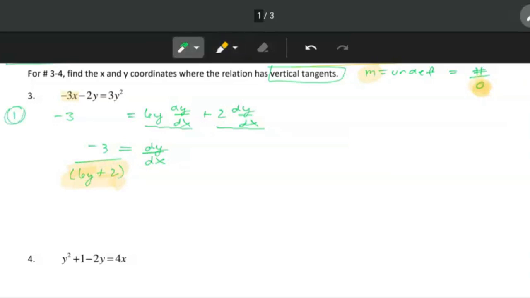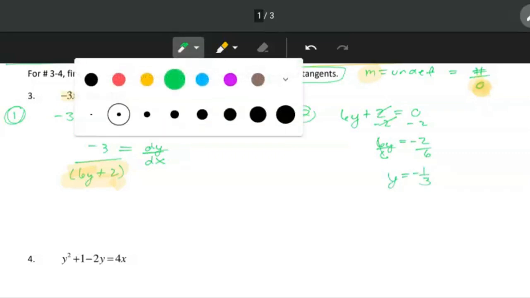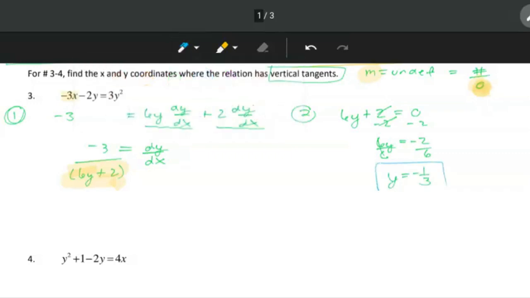So this was basically step 1, finding the derivative. Step 2 is to take our denominator, 6y plus 2, and set it equal to 0. If the denominator equals 0, then the derivative or the slope will be undefined and we'll have a vertical tangent. So if we subtract 2 from both sides, we'd get 6y equals -2. Divide both sides by 6, we'd get y equals -1/3. All right, that's your y coordinate. We could check that off the list.